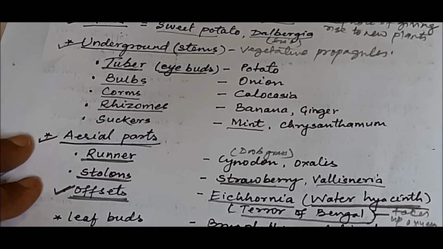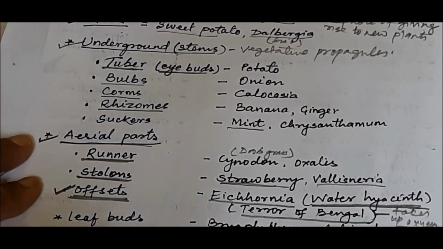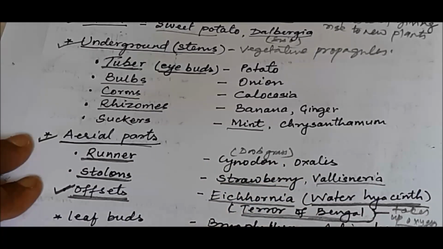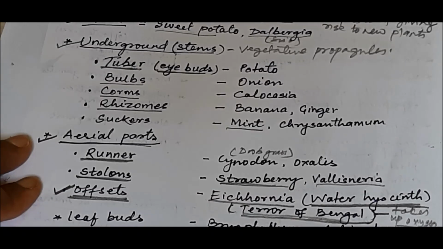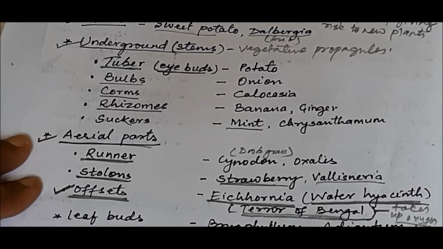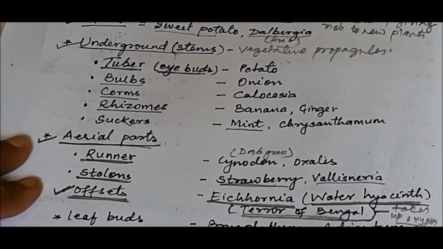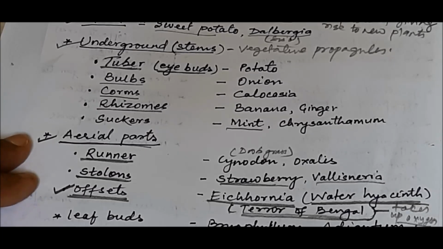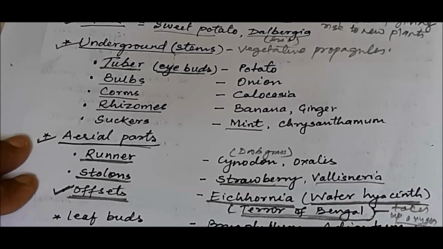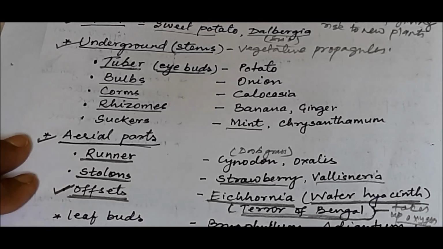It spreads very soon, within a short period. That is why this is known as the terror of Bengal, and it becomes a menace for aquatic organisms. This plant becomes very fatal for the water body, because it takes up all the resources available in the water, and aquatic organisms will feel a scarcity of resources and oxygen, and they will start dying.